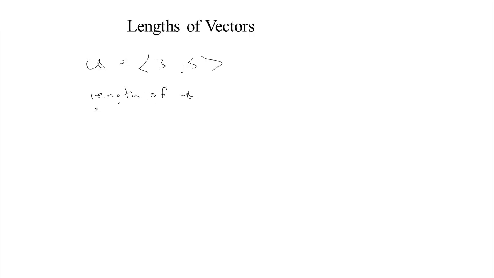or another word for length would be magnitude. Magnitude of u, or we could say the norm of u, the measurement of u. Those are all words for the same thing. Well, if you want to calculate the length of this vector, you could put its tail at the origin and count that it goes over 3 and up 1, 2, 3, 4, 5.